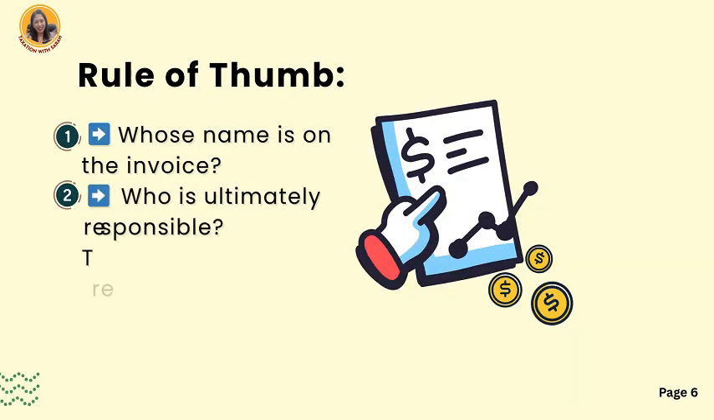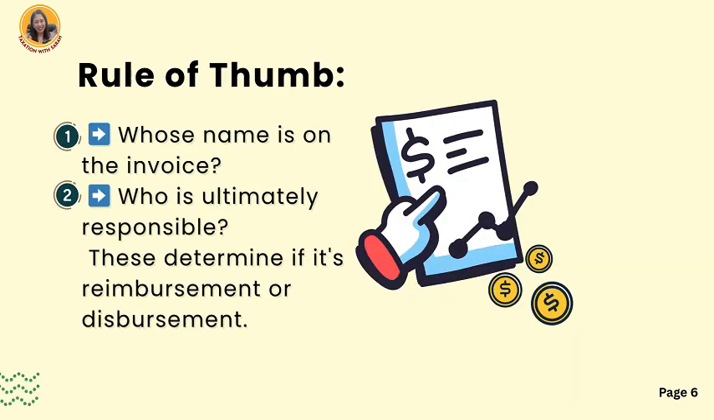Rule of thumb. Whose name is on the invoice? Who is ultimately responsible? These determine if it's reimbursement or disbursement.